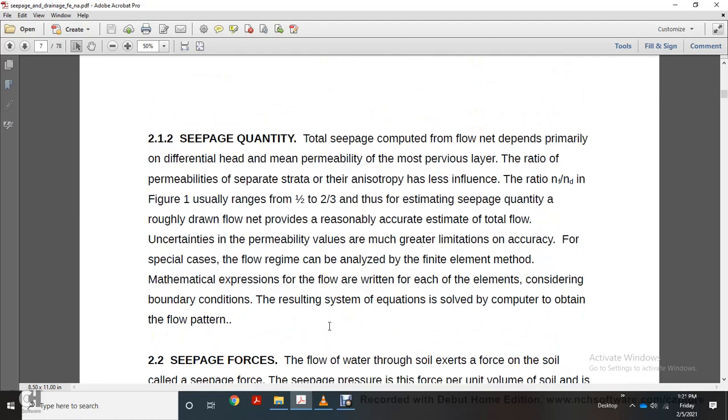Alright, 2-1-2, seepage quantity. Total seepage computed with the flow net depends primarily on the differential head and the mean permeability of the most pervious layer; the ratio of permeability of the separate strata and the anisotropy have less influence. The ratio of NF over ND in Figure 1 usually ranges between 1/2 and 1.5 to 2/3. Thus, estimating seepage quantity from a roughly drawn flow net provides a reasonably accurate estimate of total flow.